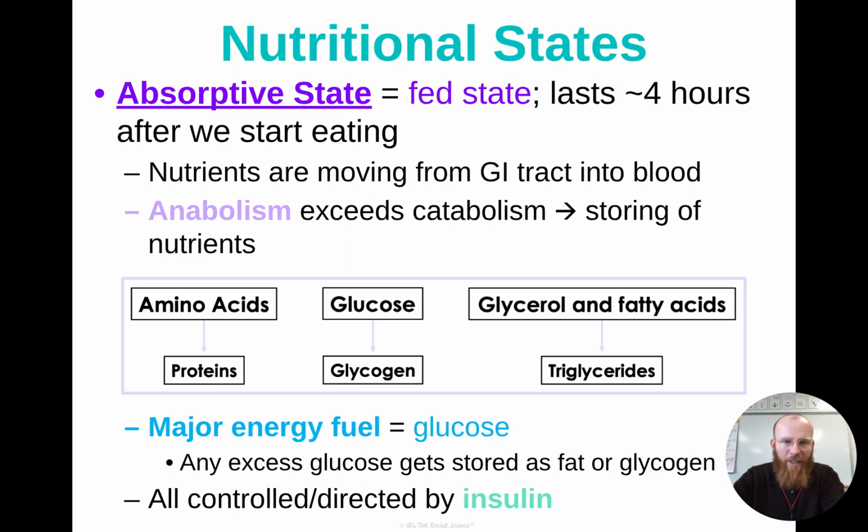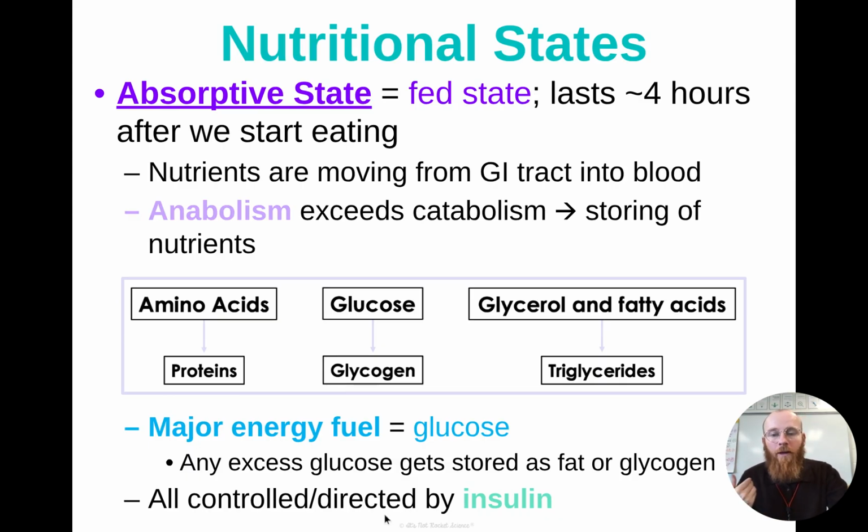So nutrients are moving from your GI tract into your blood during this absorptive state. We're absorbing nutrients, and this is going to be anabolism exceeding catabolism. So what we're building or storing is higher than what we're needing in terms of our body's energy needs and what we're breaking down. So we have more than what we need, leading to we can store some of this away for later.